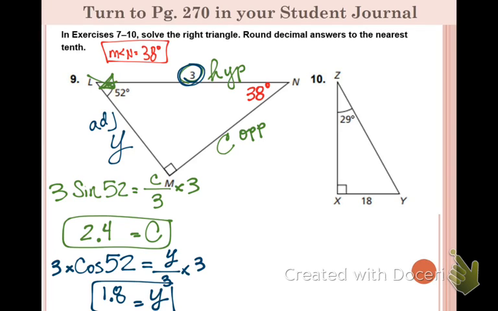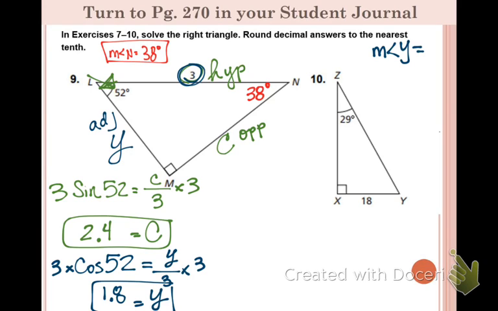So good observation, Miles. One of them was 1.8, one of them was 2.4. Number 10 is different. It's going to have a different process. So if you have already mentally checked out, I need you to check it right back in, because this one is different. In the past two, we were given the hypotenuse. Here, we're not. Okay?